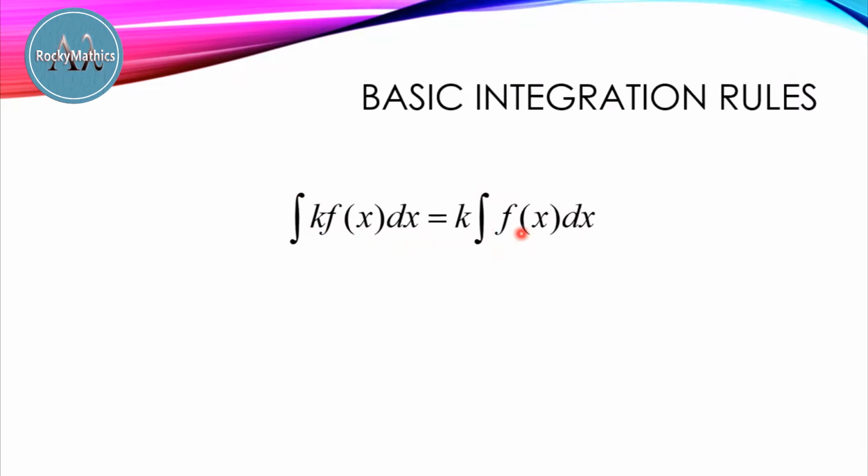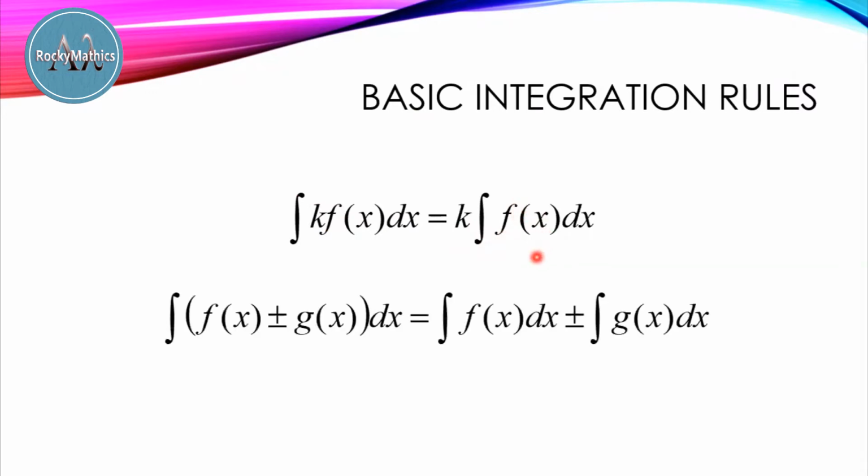This means that if we are going to find the integral of a constant times any function, all we have to do is to simply isolate k outside the integral symbol, then get the integral of f of x dx.